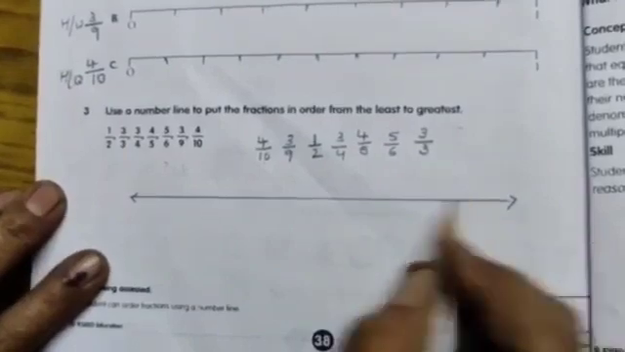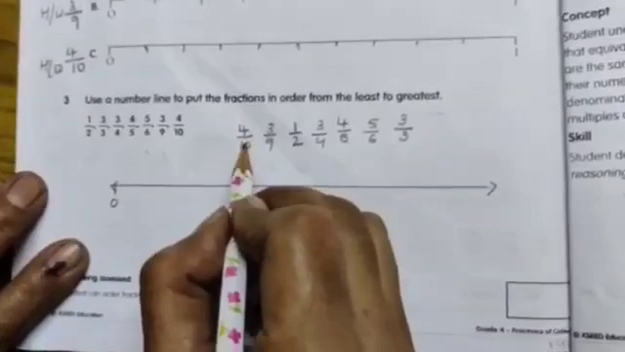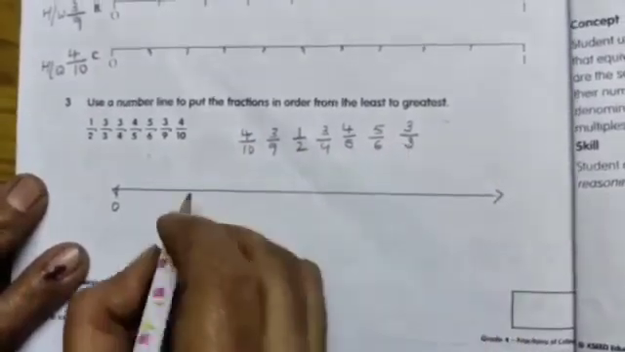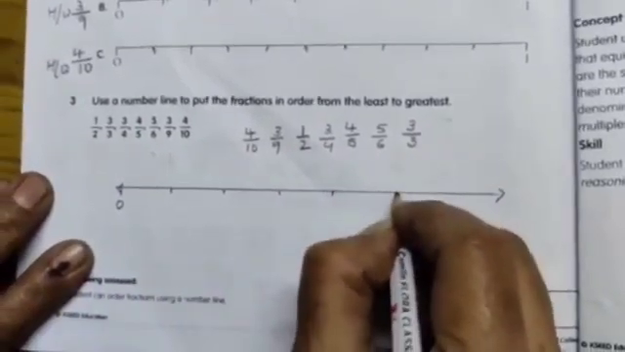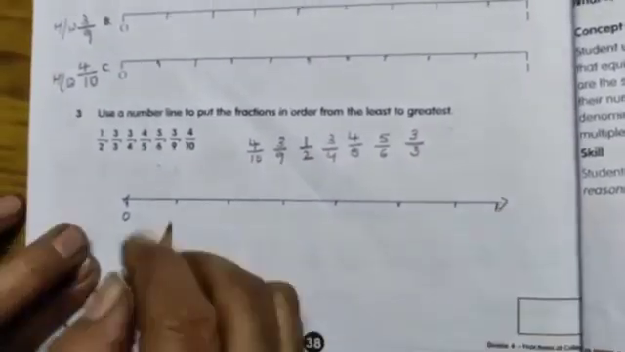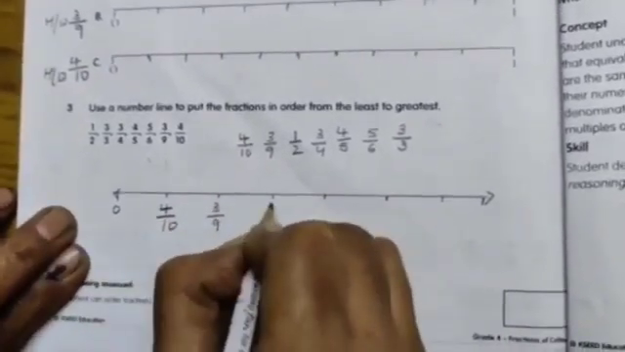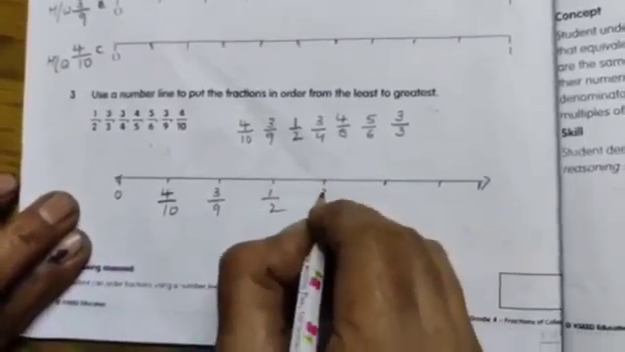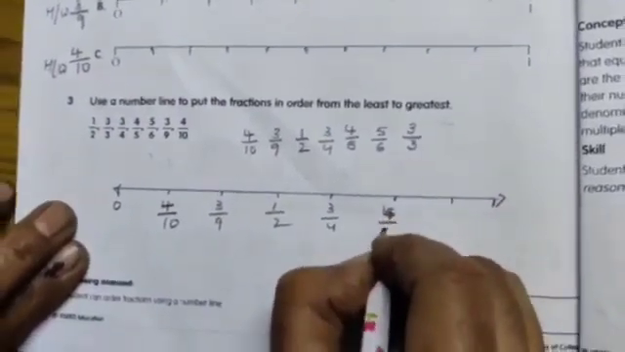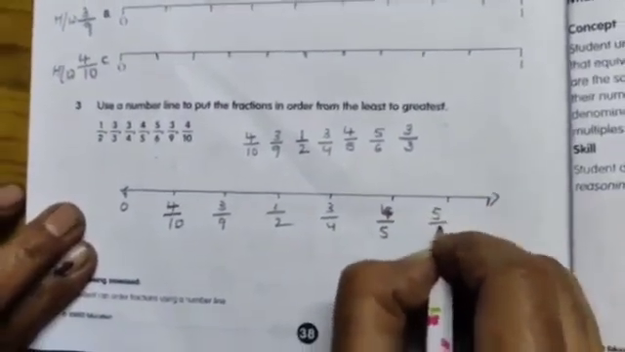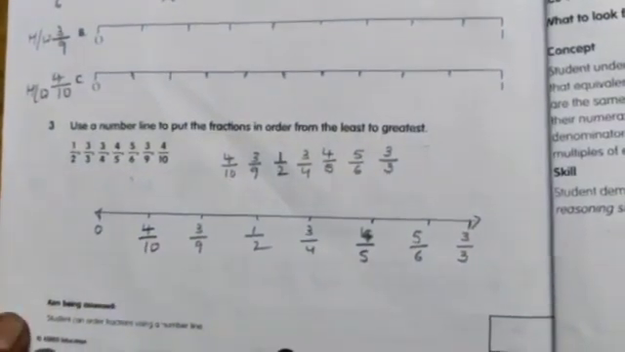Now you have to arrange these on a number line. 0, 1. How many are there? 1, 2, 3, 4, 5, 6, 7. Divide it into 7 parts. First 4 by 10. 3 by 9. Half. 3 by 4. 4 by 5. 5 by 6. 3 by 3. Okay, I hope you understood.